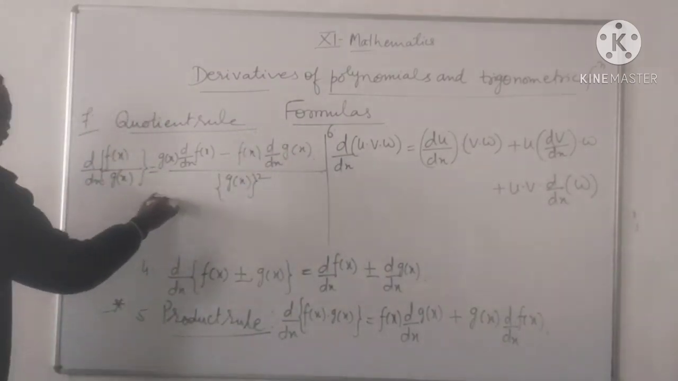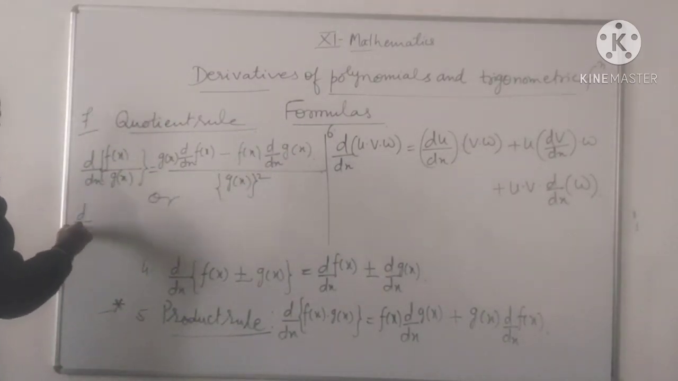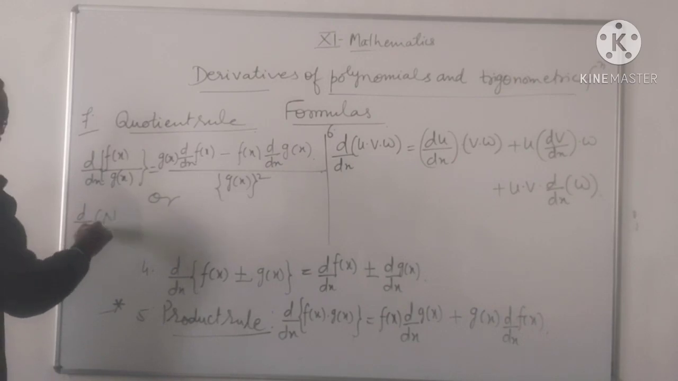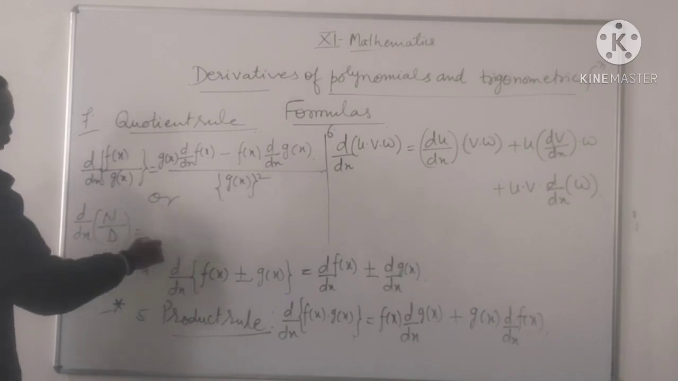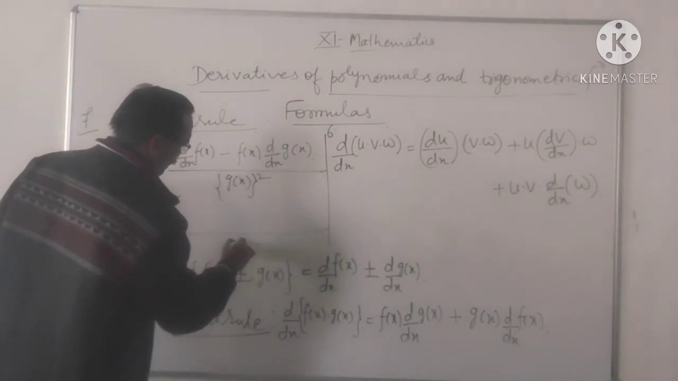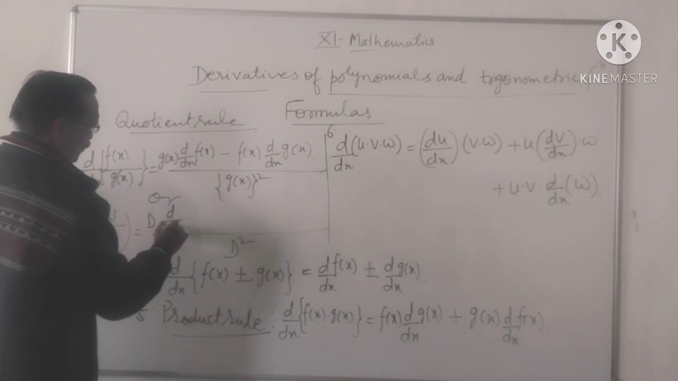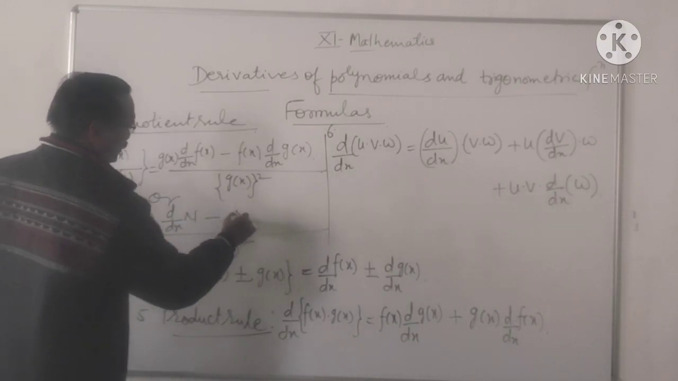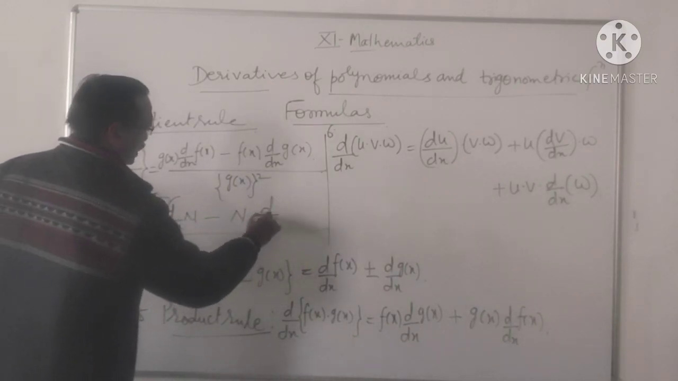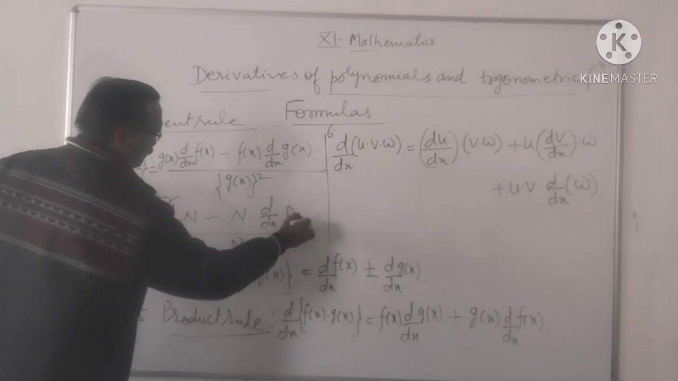Student, or we can learn like that also, d over dx of, suppose numerator upon denominator. So there is a denominator square, then denominator as it is, d over dx of numerator minus numerator as it is, d over dx of denominator.